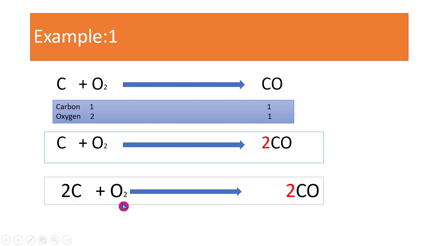And at the end, we again recheck that the number of carbon atoms in the products is 2 and the number of carbon atoms in the reactants is also 2. And the number of oxygen atoms in the reactants is 2 and the number of oxygen atoms in the products is also 2. Hence, this equation has balanced.